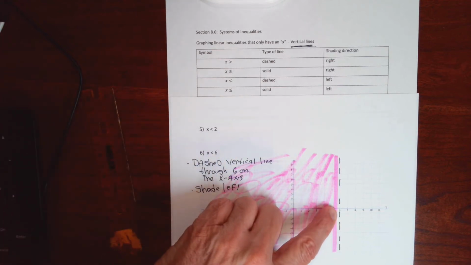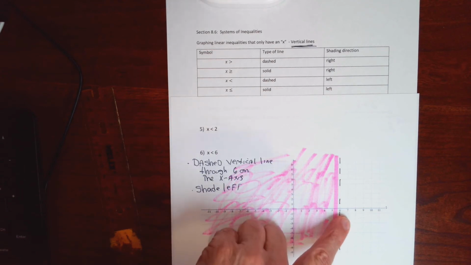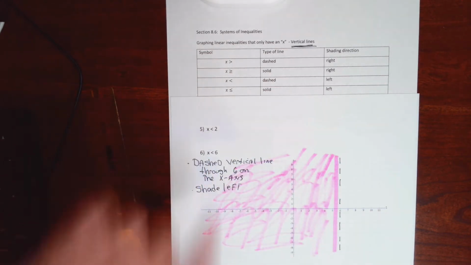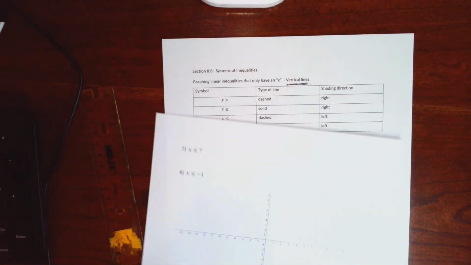Any point on the line has an x-coordinate equal to 6. The dashed means I exclude that point. Any point to the right of the line has an x-coordinate bigger than 6. Those are all excluded because they're not covered by the graph. And any point to the left of the vertical line has x-coordinates less than 6. They're included in my work.